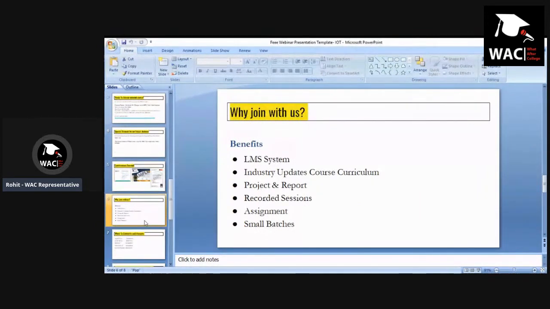So the benefit of joining with VAC is you will get an LMS system, means you will get online classes every day, and after the completion of online classes, you will get the recorded session of every class, and the industry update curriculum we are teaching. And Mr. Saksham is a very good trainer. He is taking classes of IoT for the past 1 year with us, and he has a very good reputation in various IITs and NITs. Students respect him, right? And you will get recorded session assignments, and only a 10 student batch will be there.